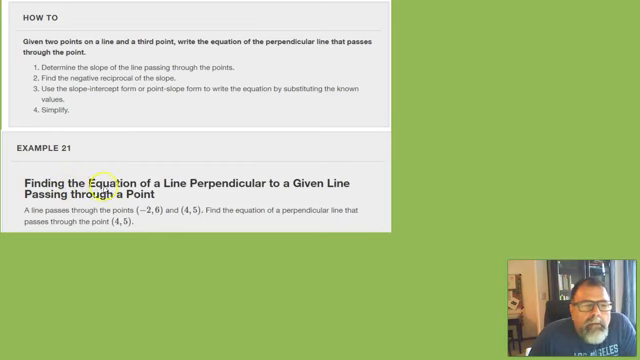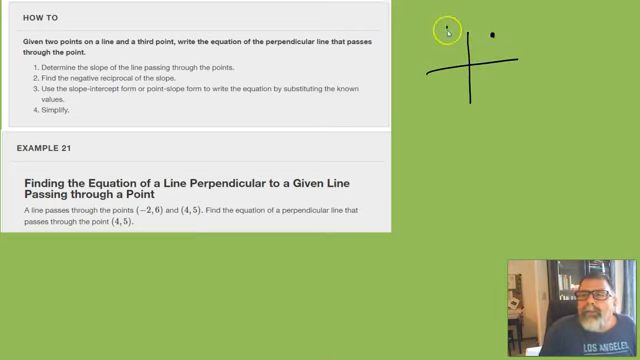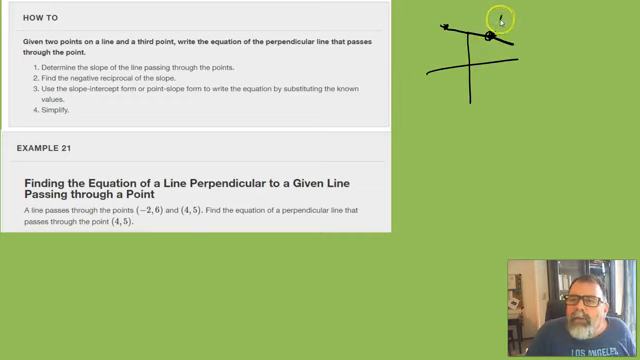Example 21, finding the equation of a line perpendicular to a given line passing through a point. A line passes through the 2 points, -2, 6, and 4, 5. Find the equation of a perpendicular line that passes through the point 4, 5. Okay, so we have 2 points, 4, 5, and -2, 6, just a rough sketch, and that's going to be our line like that. Then we want the perpendicular line through this point, 4, 5.